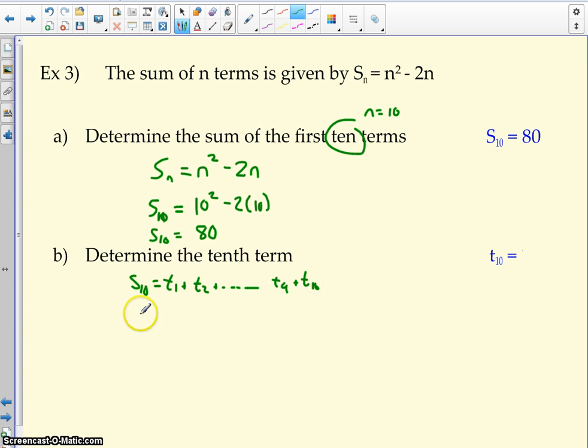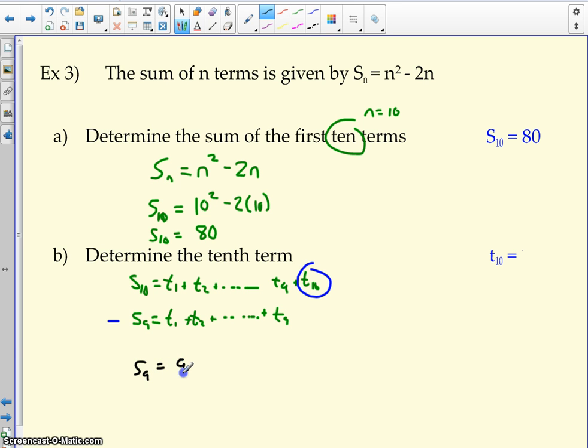If we could figure out the sum of the first 9 terms, that's just going to be T1 plus T2 all the way up to T9. So if we can figure out the sum of the first 9 terms, we can subtract that from the sum of the first 10 terms, and what's left over is just going to be term 10. So we need to do S10 minus S9 to figure out what the 10th term is. So let's figure out what S9 is.